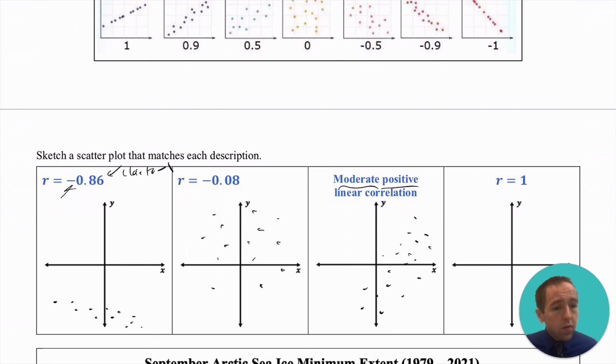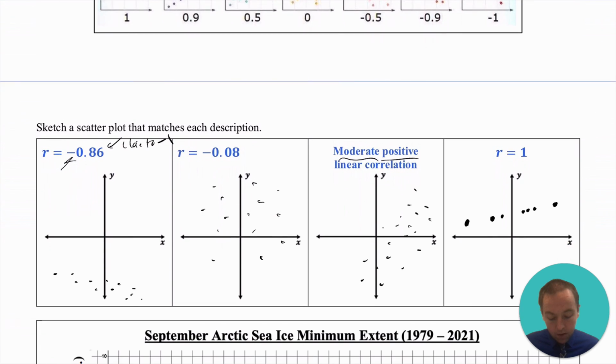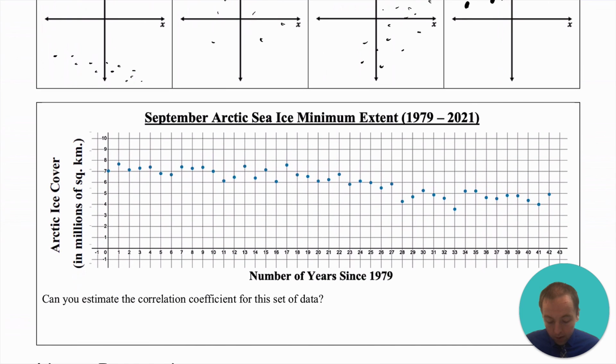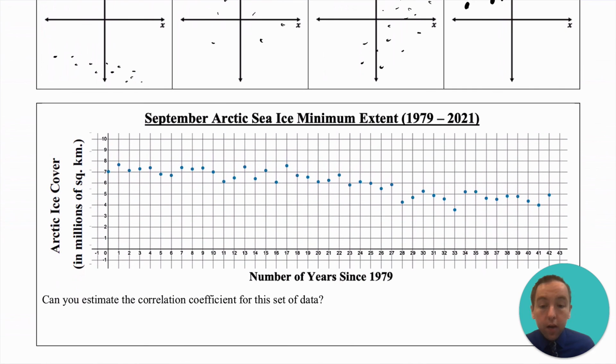And then the last one is to do R equals 1, and that means, of course, that the points have to be perfectly on a line. So if you have dots like those right there, they all lie perfectly together on a line, so it's going to have a correlation coefficient of 1. So for our data in regard to Arctic sea ice, could we estimate the correlation coefficient, the R value, for this set of data?